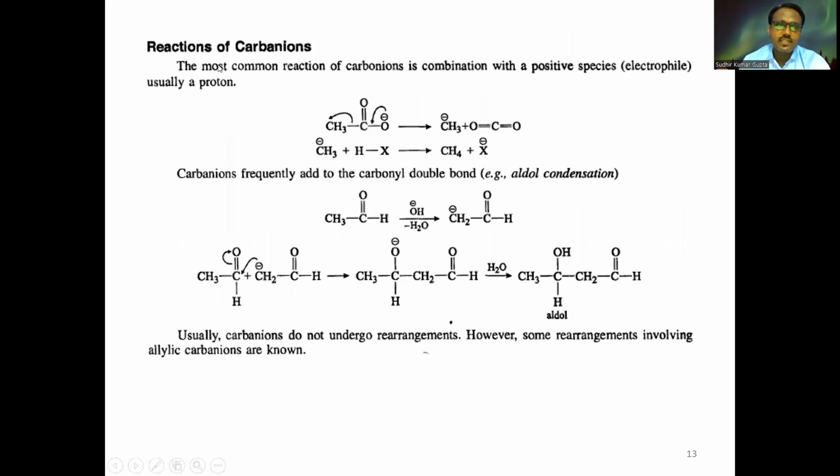If we try to see the reactions of carbanions, then the most common reaction of carbanions is the combination with positive charge. So they are negatively charged species, and they will combine with positively charged species, that is, the electrophiles. So they can easily combine with protons or positively charged species. In this case, we can see that this methyl carbanion can easily react with HX and form methane. Now, carbanions frequently add to the carbonyl group or carbonyl double bond, which is observed in case of aldol condensation.